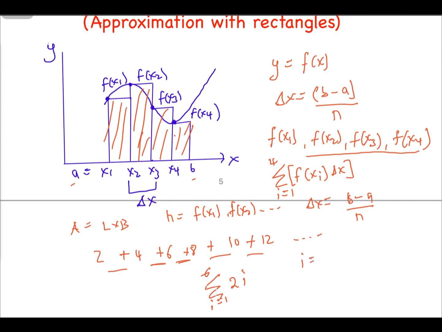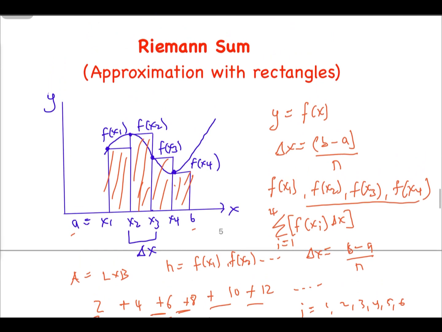So I is equal to 1, 2, 3, 4, 5, 6. At I equal to 1, we have the 2 here. At I equal to 2, we have the 4 here. At I equal to 3, we have the 6 here, and so forth. So that is it.